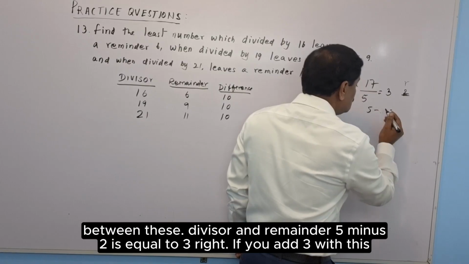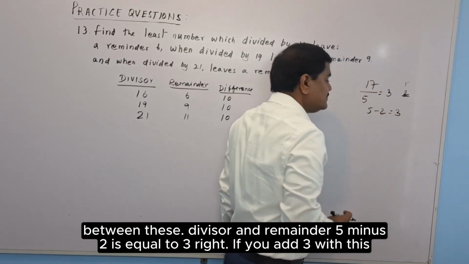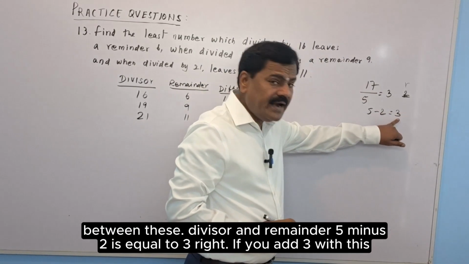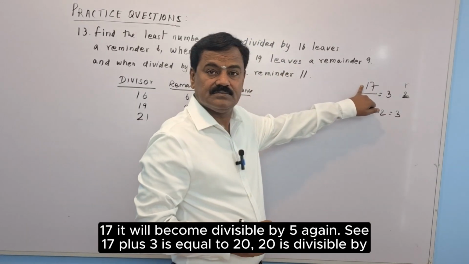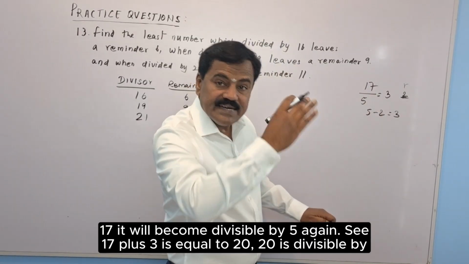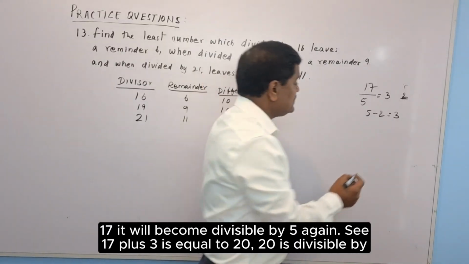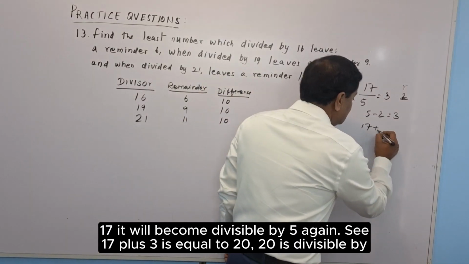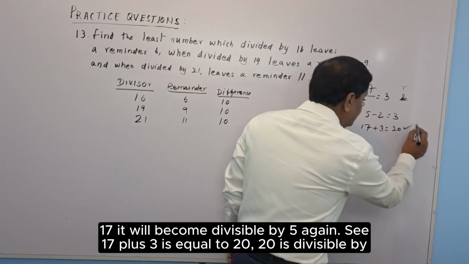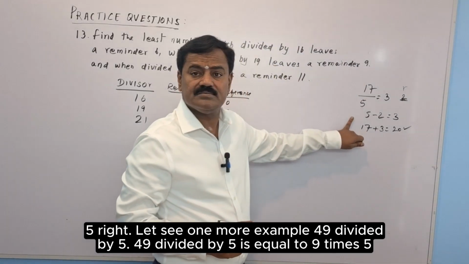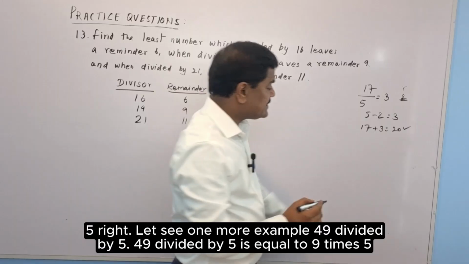5 minus 2 is equal to 3, right? If you add 3 to this 17, it will become divisible by 5 again. See, 17 plus 3 is equal to 20. 20 is divisible by 5, right? Let's see one more example.